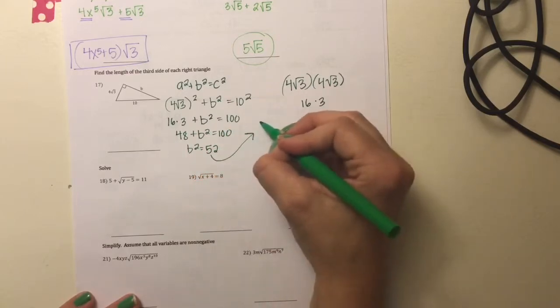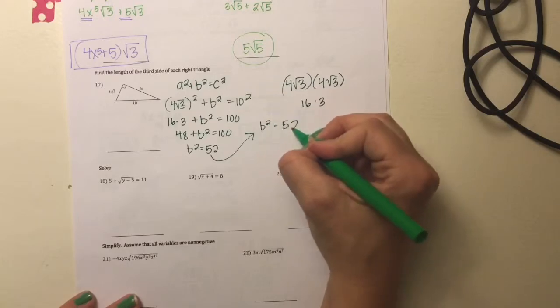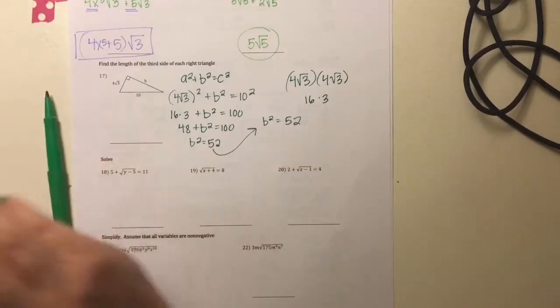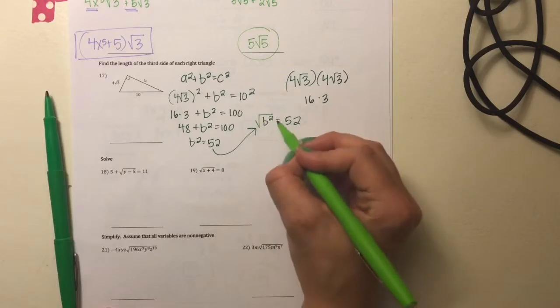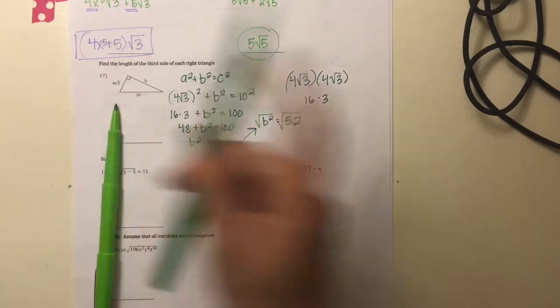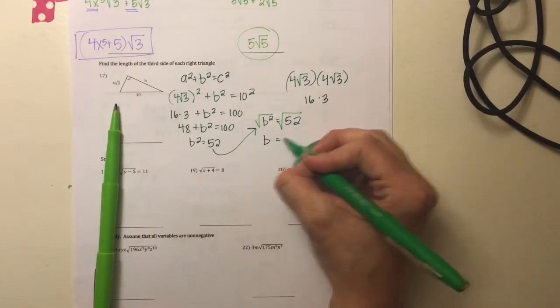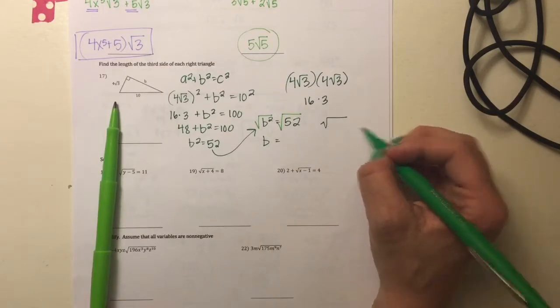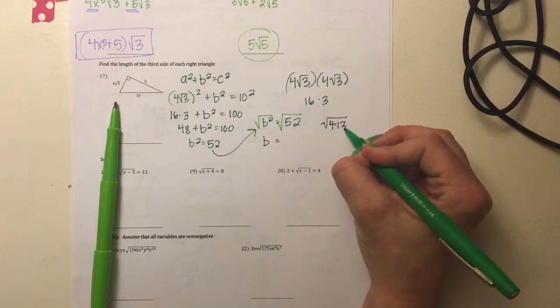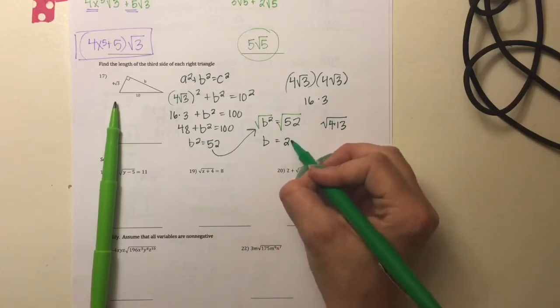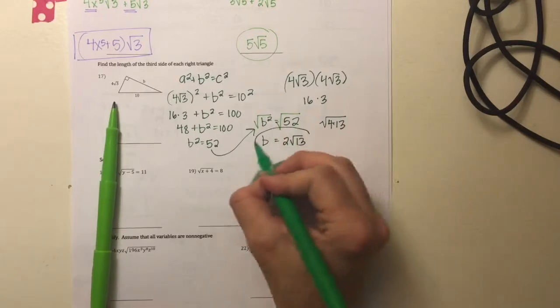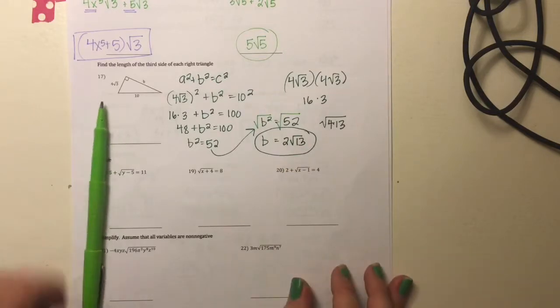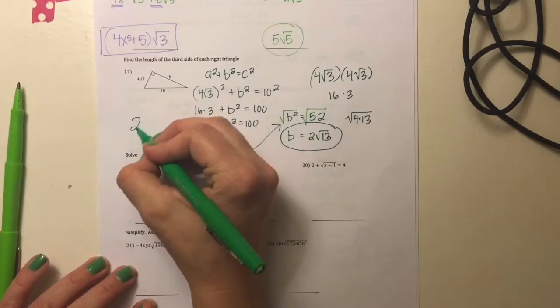Then the last step is to take the square root of both sides. So the square root of b squared is b, and then 52, let's see, I should have done this before, 4, 8, 12, is 4 times 13. So the square root of 4 is 2, and then inside is 13. So b is 2 times the square root of 13.